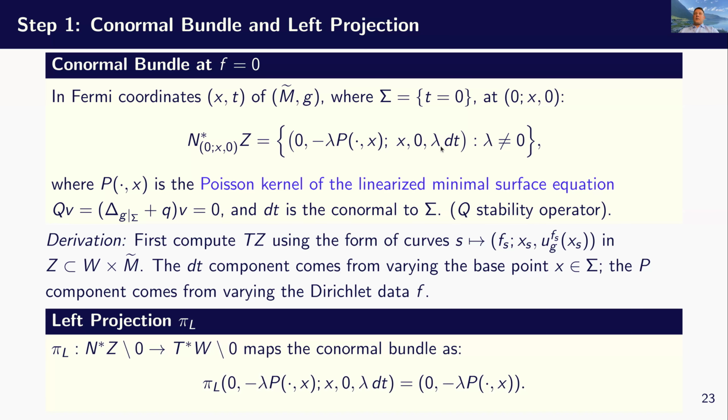Okay, now we have the elements of the conormal bundle, and the claim was that this left projection is an injective immersion. So that was the Bourget condition. So the left projection just takes these first two elements from here. So when you apply the left projection pi L, you just get 0 and minus lambda times the Poisson kernel at x.